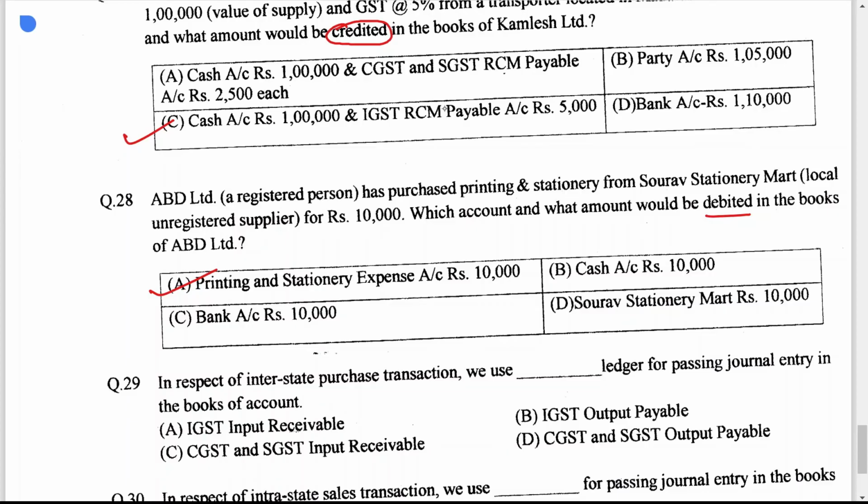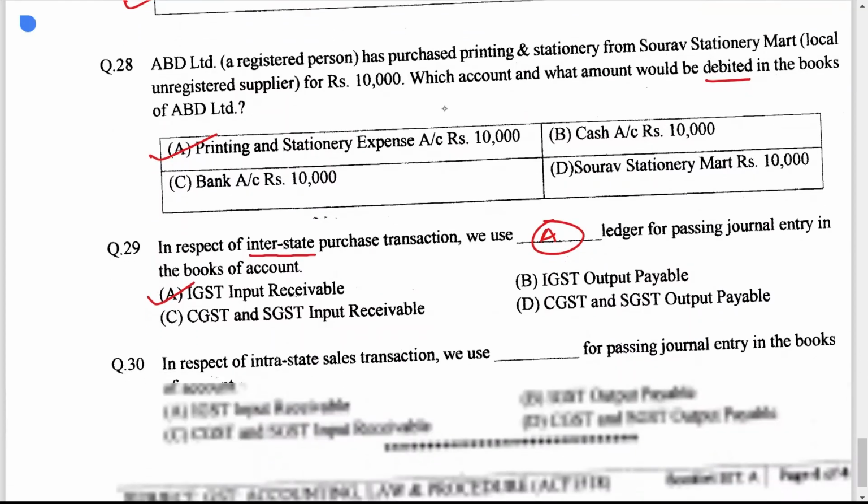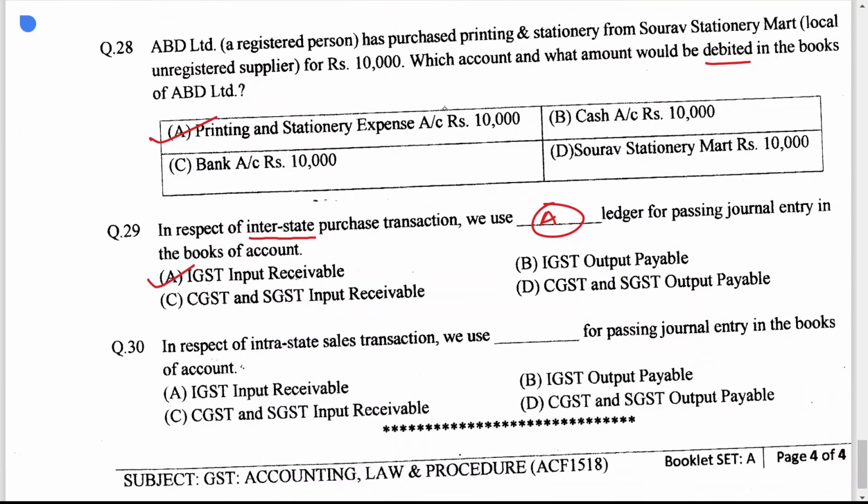In respect of interstate purchase transactions, we use a dash ledger for passing journal entries in the books of account. So in that case, which account will be used? IGST input receivable account will be used because it is a case of interstate purchase transaction. In respect of intra-state sales transactions, we use dash for passing journal entries in the books of account.